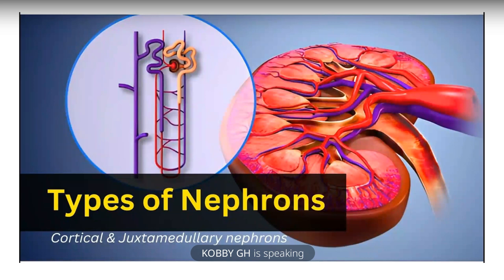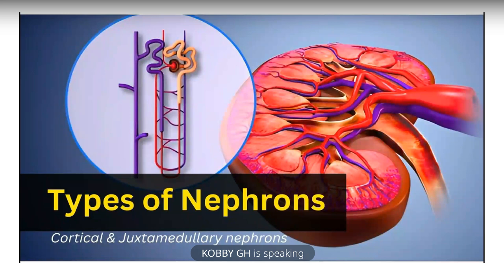Basically, there are two major types of nephrons. We have the cortical nephrons, and then we have the juxtamedullary nephrons. So in this video, the focus is just going to be on the various types of nephrons: the cortical nephrons and the juxtamedullary nephrons.